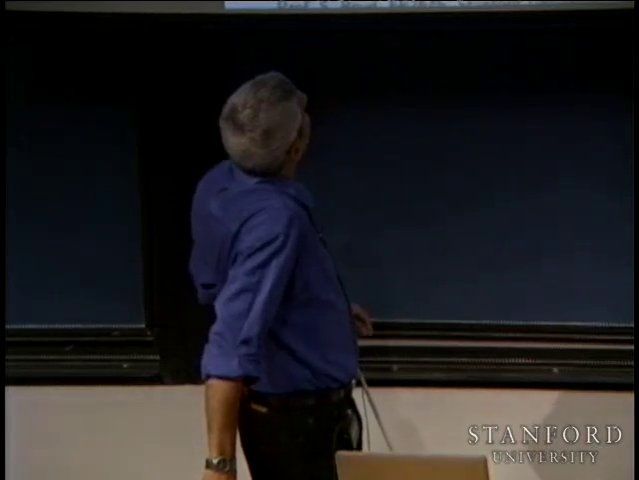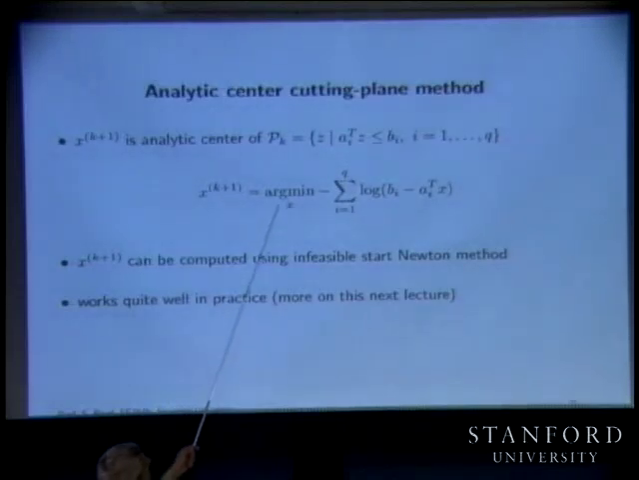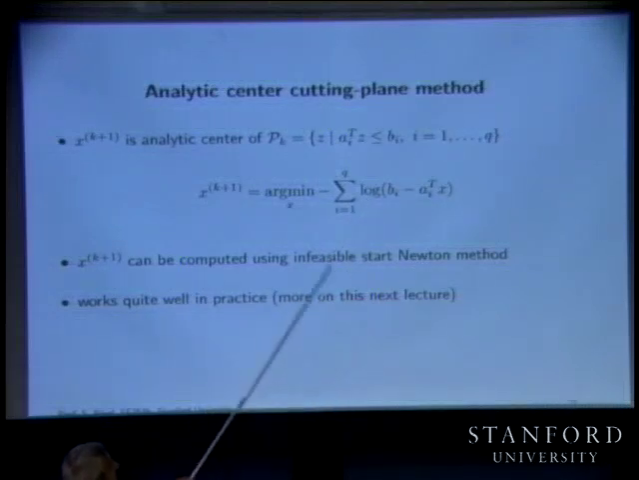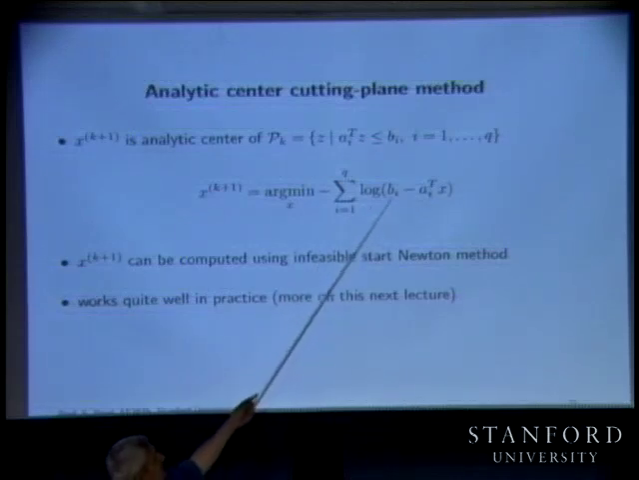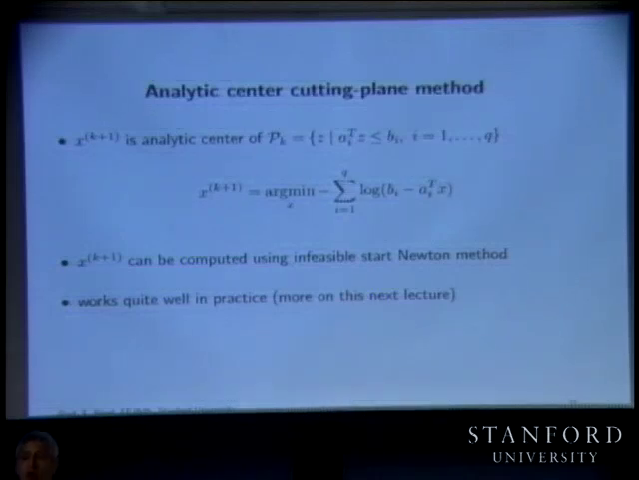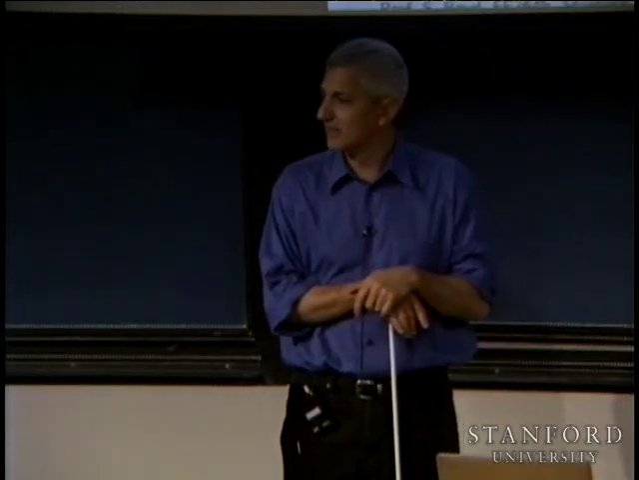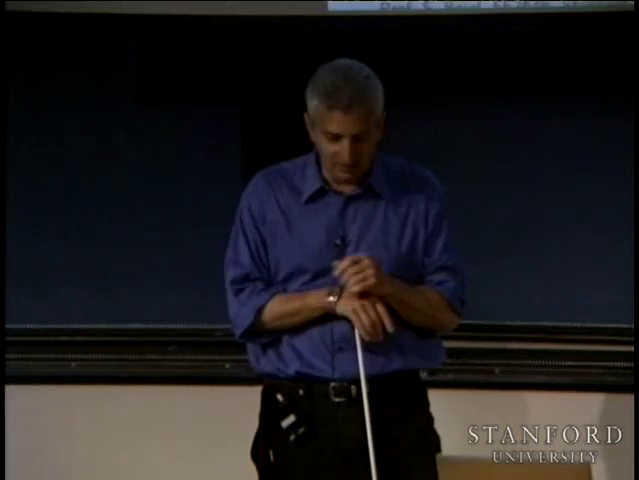Okay. All right. So the analytic center is this. It's the argmin, of course, of the negative sum of the logs. You maximize the sum of the logs of the slacks. These are the slacks in your inequalities. By the way, this is the same as maximizing the product of the slacks. So it's exactly the same thing. You maximize the product.